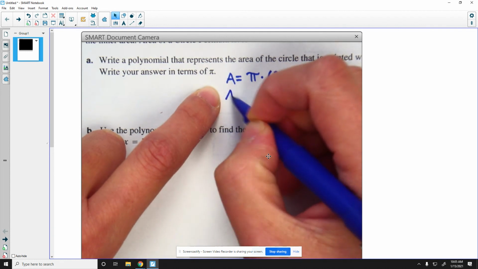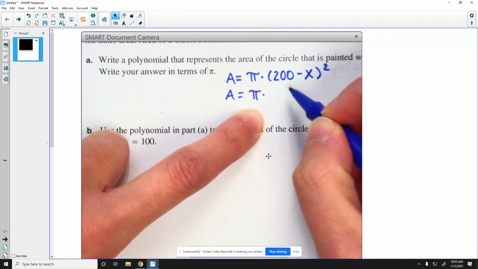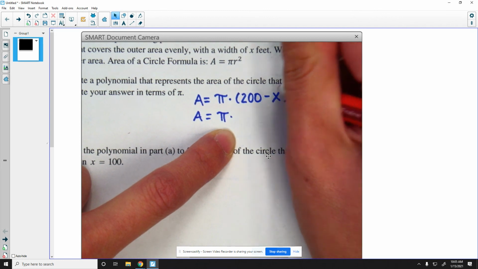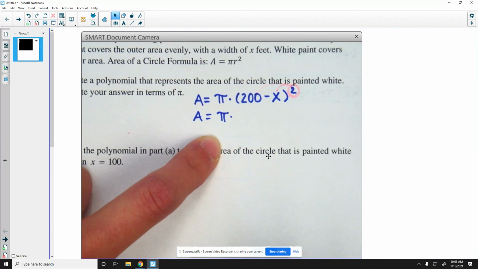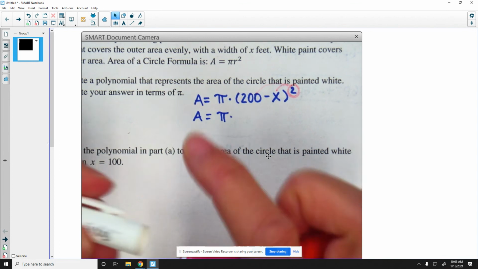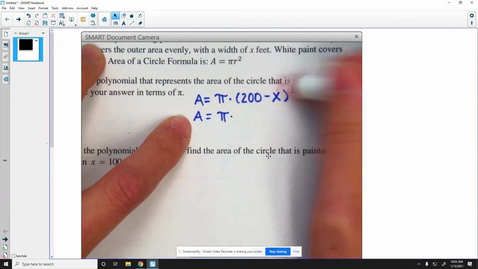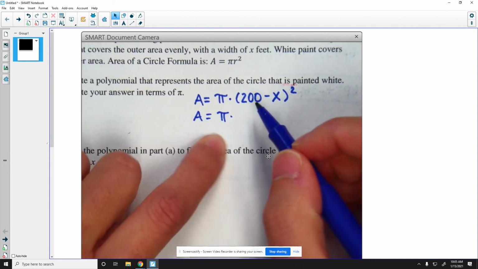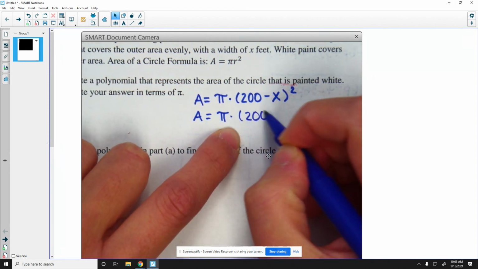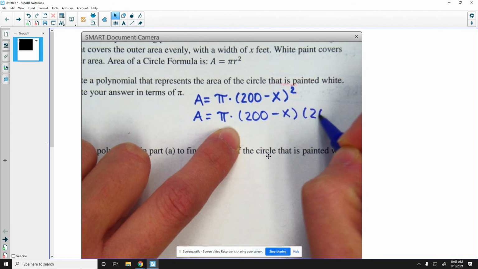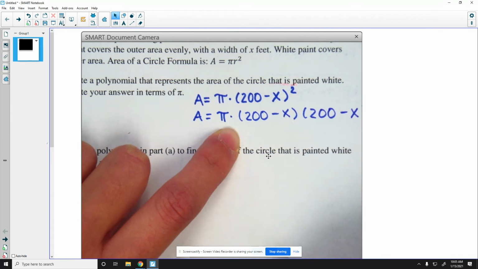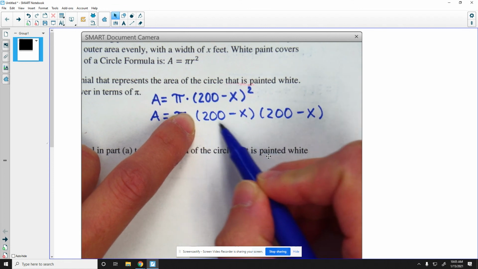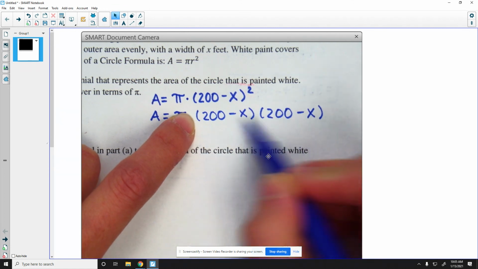I have area equals pi times (200 minus x) squared. Oh, can I just take this 2 and distribute like that? No, that's the thing that I definitely can't do. That's the thing that I feel like a lot of you want to do, but I can't because there's a minus symbol in between. So what you have to do instead is go 200 minus x, 200 minus x. And then you would have to either use the trick or you would FOIL it out.